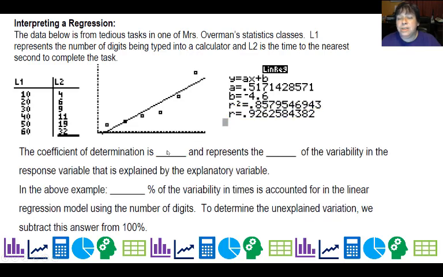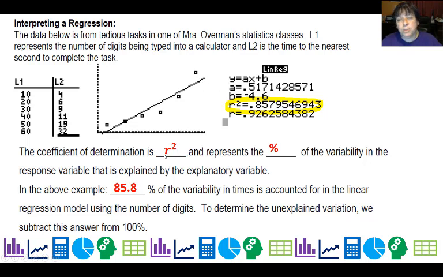Okay, so a new thing for you is the coefficient of determination, which is this number up here. Some people said, well, what's the r squared for? It's for this. The coefficient of determination is r squared, and it represents the percent of the explained variability. So in the above example, you're going to change this to percent. I moved the decimal over 2 places, so it's 85.8%. Of the variability in times is accounted for in the linear regression model using the number of digits. So the change in the number of digits explains 85% of the change in the time.